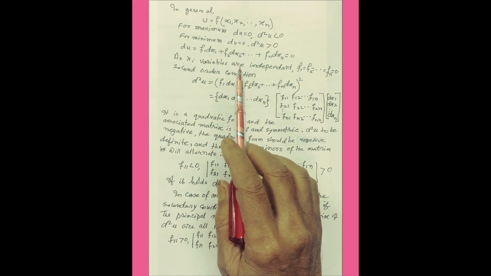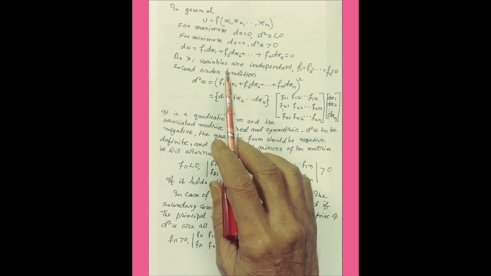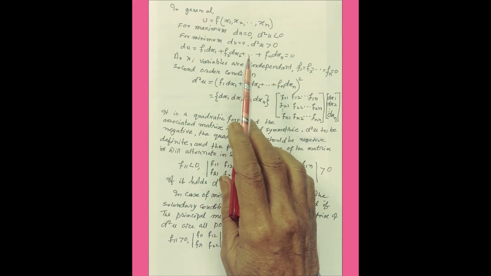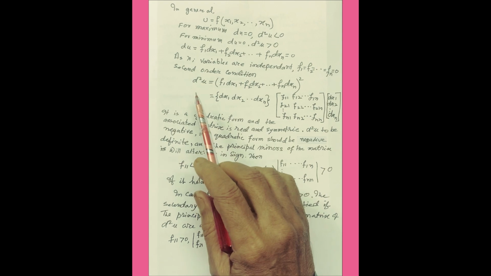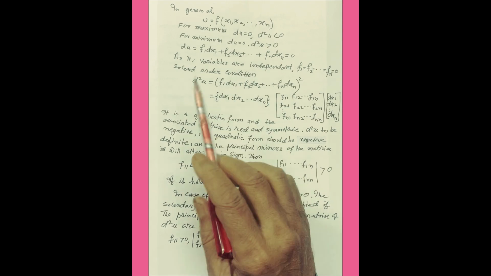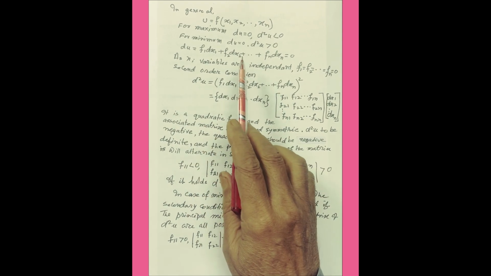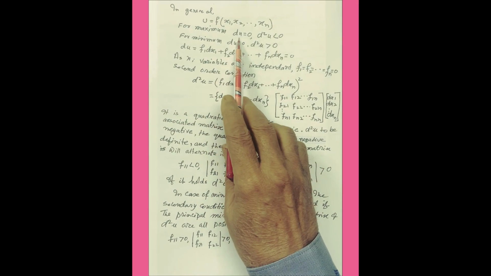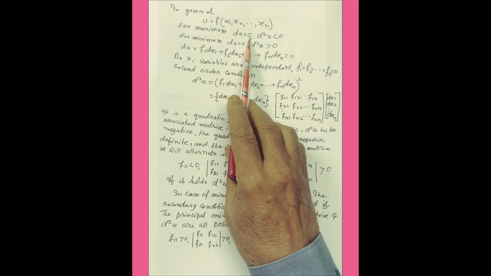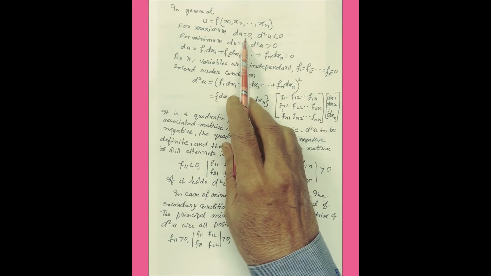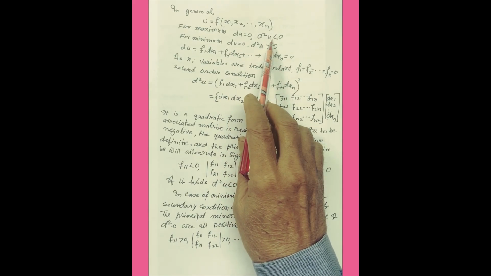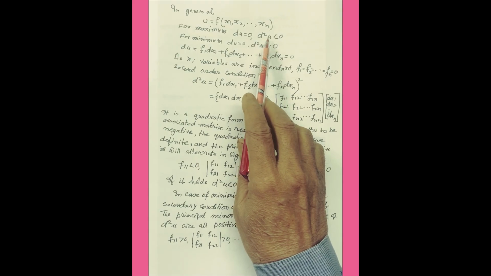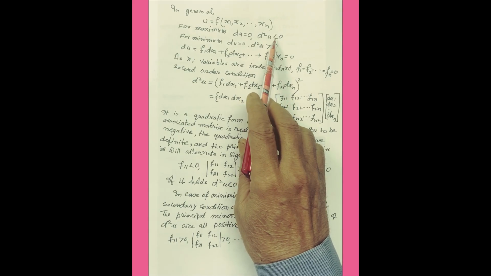So in the general notation, suppose utility u is a function of x1, x2 and xn variables. So for maximum, the differential conditions: du should be equal to 0 and d square u, the second differential, second order, should be negative.